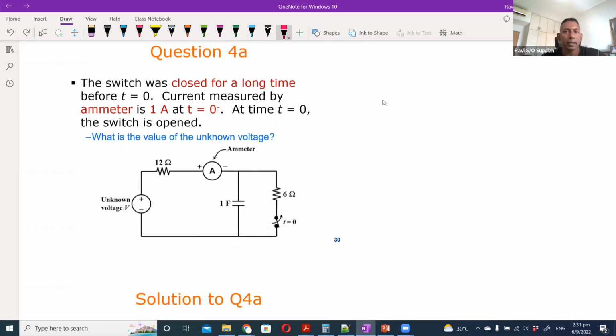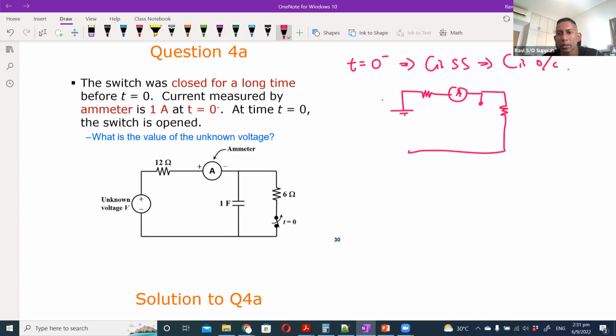All right, so we will do the same analysis, correct? First thing is at time t equals 0 minus, we say that the capacitor is at steady state, which means that the capacitor is an open circuit. So if the capacitor is open circuit, then effectively there is no current flowing in the branch. So you have the ammeter, you have your 12 ohm, you have your 6 ohm, and this is your V. The capacitor here is considered open circuit.